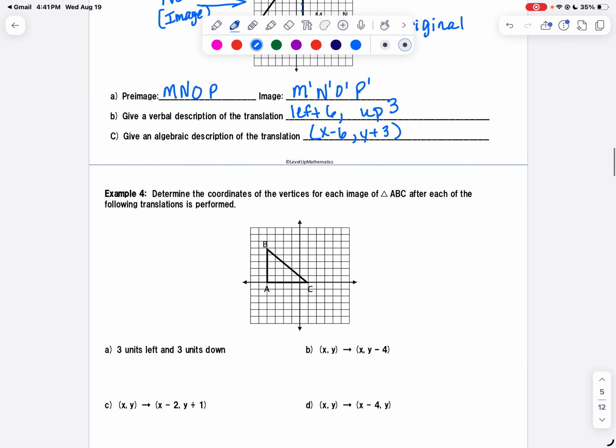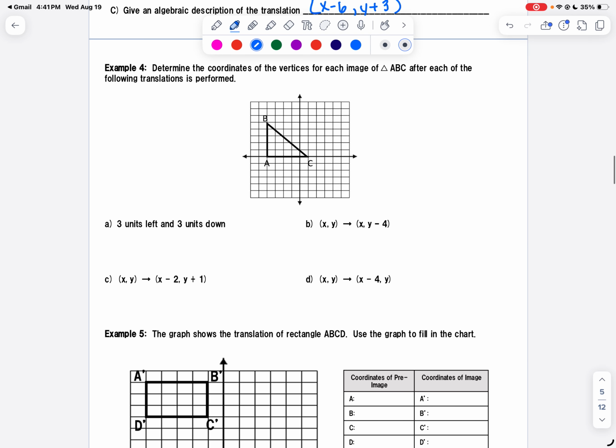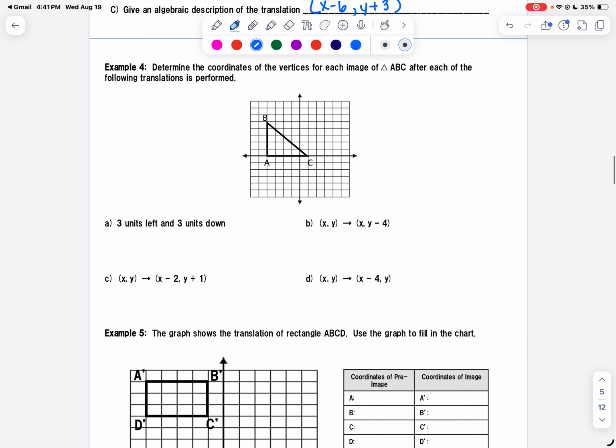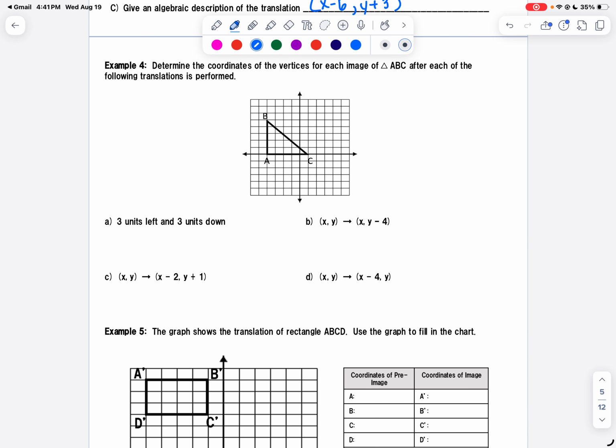All right, next example. Determine the coordinates of the vertices for each image of triangle ABC after the following transformations were performed. Now, I think to make this a little bit easier, it might make it easier on you if you identify the coordinates of A, B, and C for your pre-image. So this is our pre-image right here. Okay, this is our original shape.